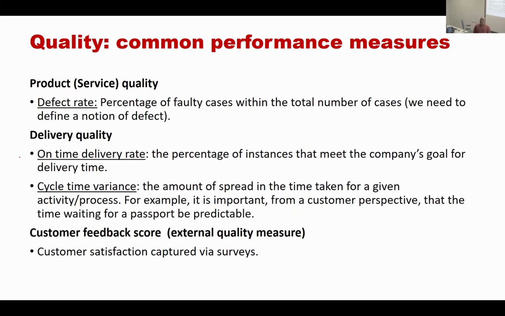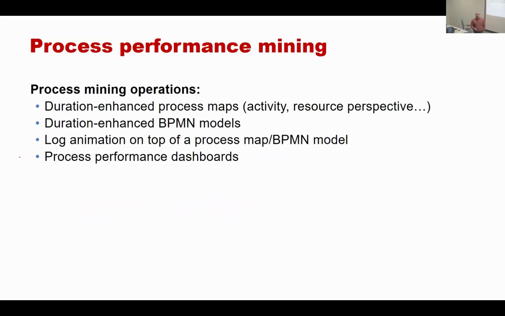And finally, the third measure of performance is the external quality performance, usually measured by means of customer feedback scores or so-called net promoter scores, or NPS. You know, how satisfied your customers are and how likely it is that they will recommend your product or your service to others in their network. So process performance mining is about using process mining techniques to analyze the process in terms of performance measures, such as the ones that I just introduced to you.